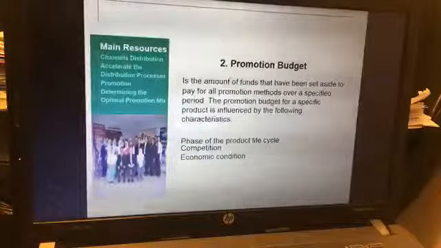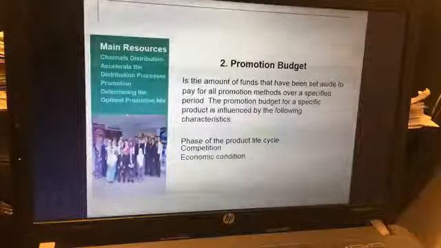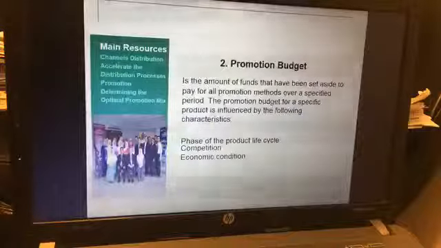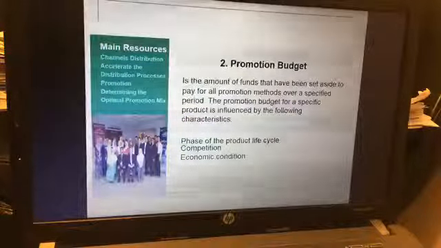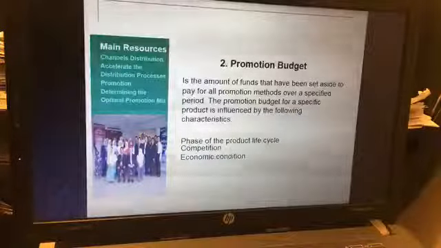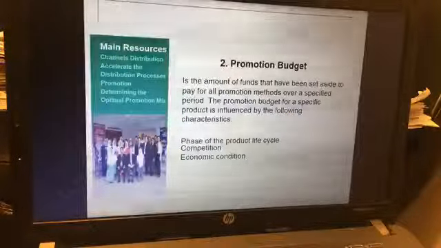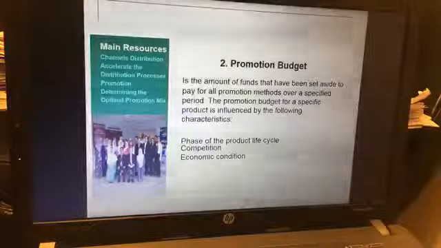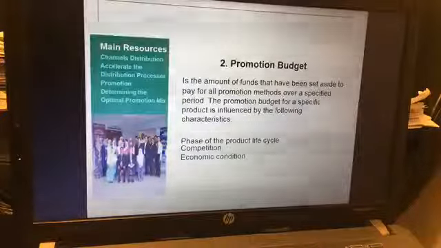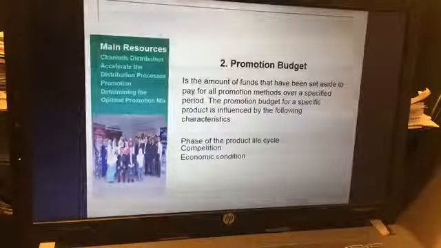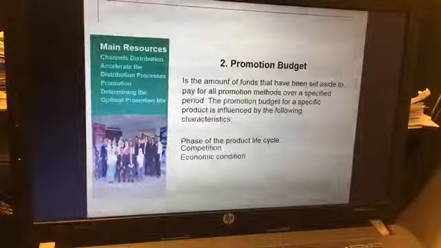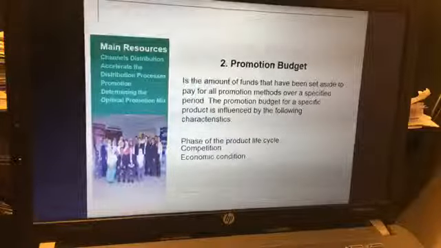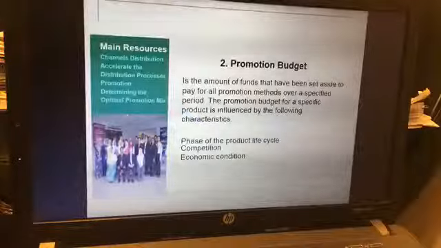And also you have to look at the competition, the companies that are selling the same product as you are. You have to look at what the other companies are doing. If they are doing extensive promotion, then you might also want extensive promotion so that you will have a share of the market. Then you also have to look at the economic condition, whether the economy is good or not. If the economy is good, consumers will probably demand more of your product, but it also depends on what type of product you are selling, whether it is a necessary product or a luxury product, and so on.